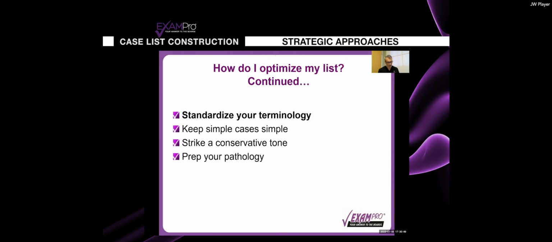So abbreviations, I think I've covered this. I'm going to move on to what I call standardizing your terminology. This is my next section on how do I optimize my case list. Standardize your terminology, keep simple cases simple, strike a conservative tone in the way you describe your cases, and prep your pathology. I'm going to cover each of these in more detail.